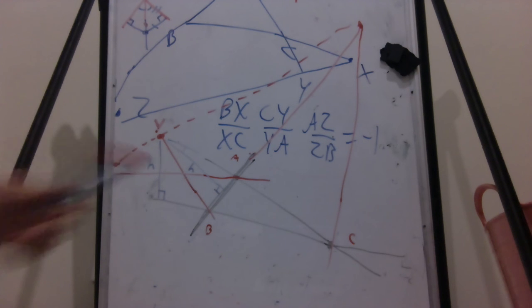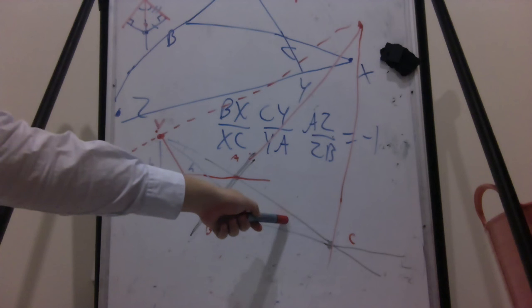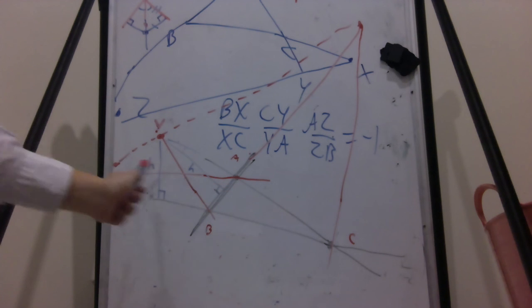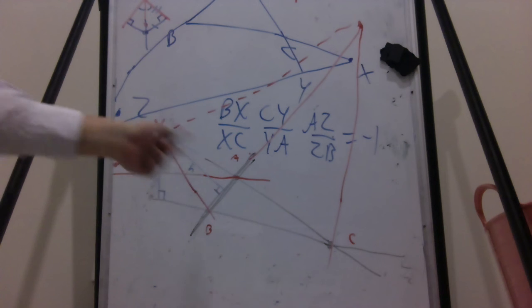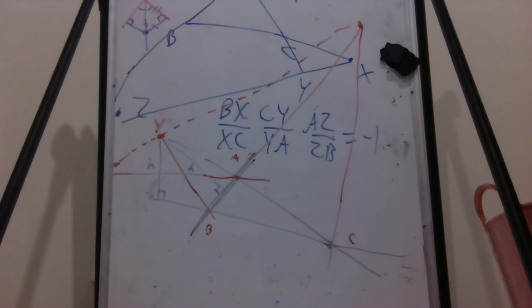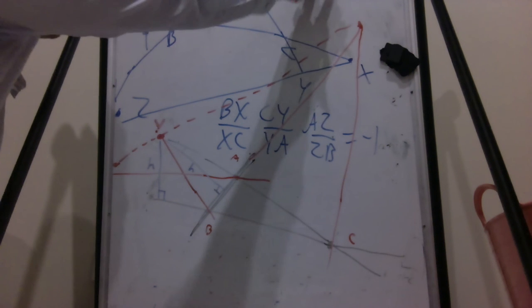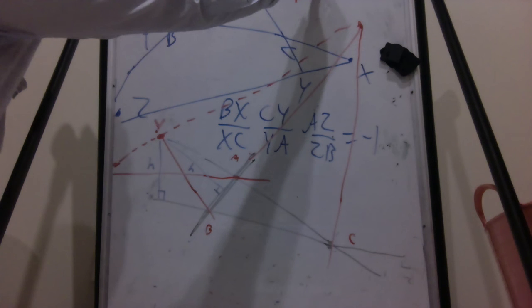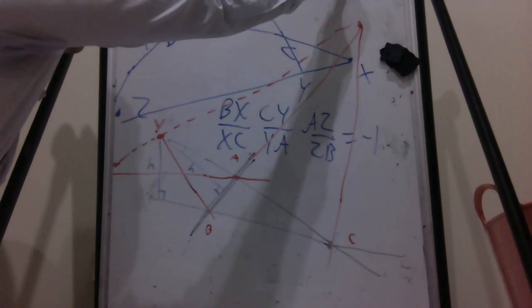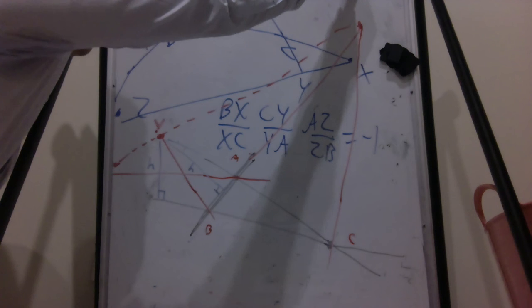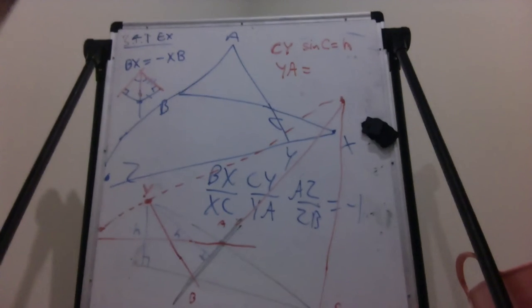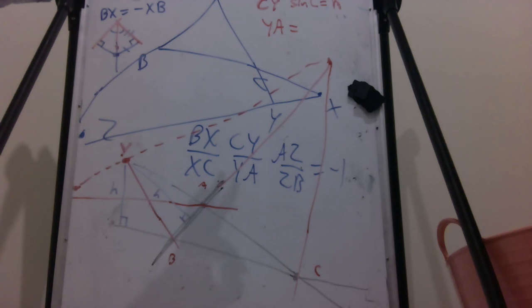Okay, so can you see that now sine C is equal. Sine C is H on YC, or CY. So CY sine C is equal to H, yeah? So sine C is this C, yeah?